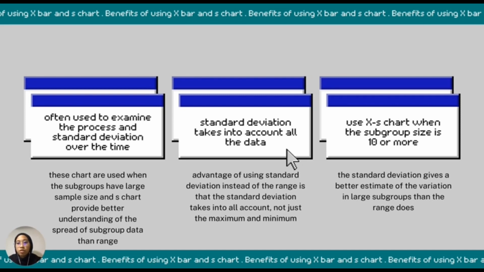The last benefit is to use the X bar and S chart when the subgroup size is 10 or more. The standard deviation gives a better estimate of the variation in large subgroups than the range does. That's all from me.